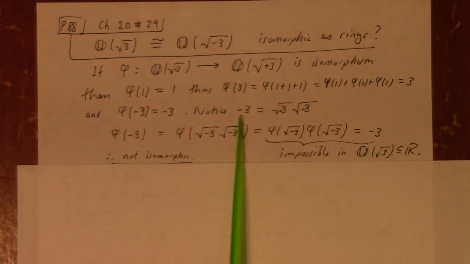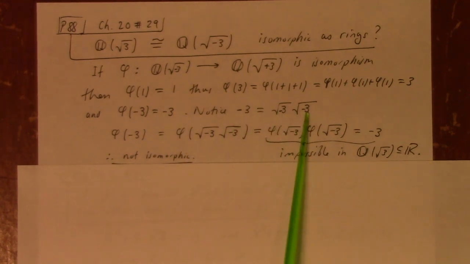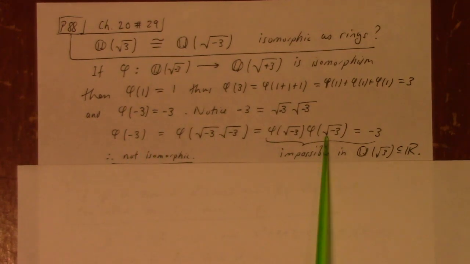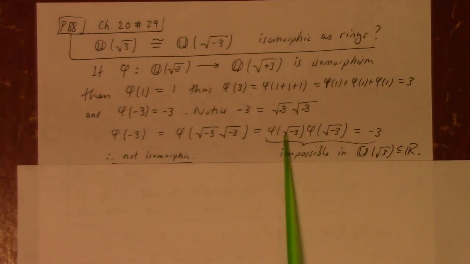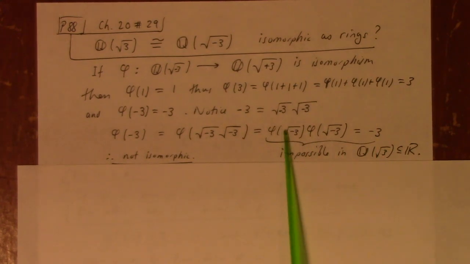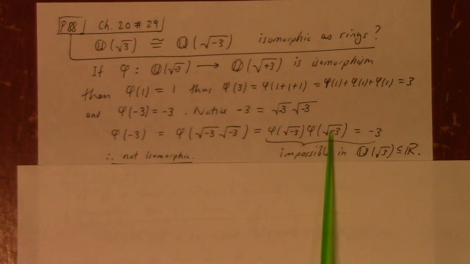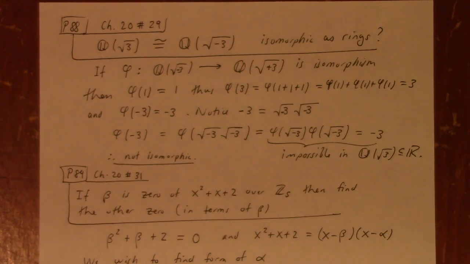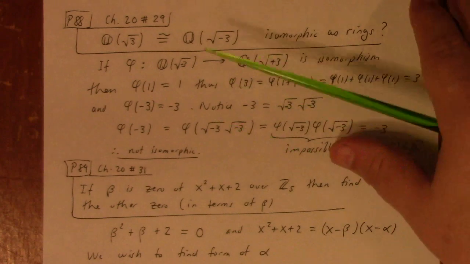But on the other hand, minus 3 is the square root of minus 3 times the square root of minus 3, and so we have this equals that by the ring homomorphism property, it preserves multiplication, right? And that is equal to minus 3, but look at this. You've got a real number times a real number equals minus 3. Well, you can't do that in a subset of the reals. Therefore, it's impossible to have such an isomorphism. They're not isomorphic. All right, problem 89.